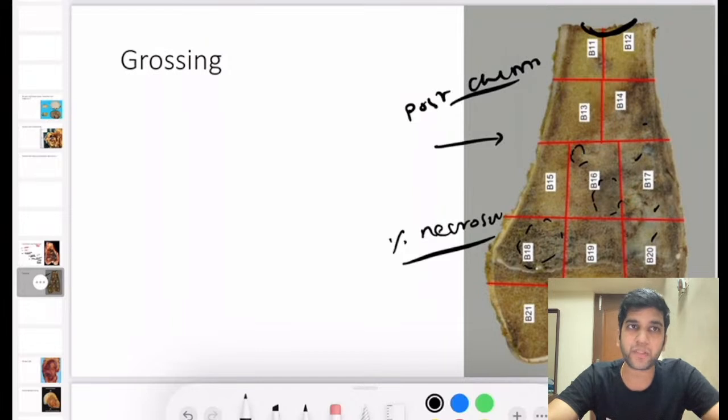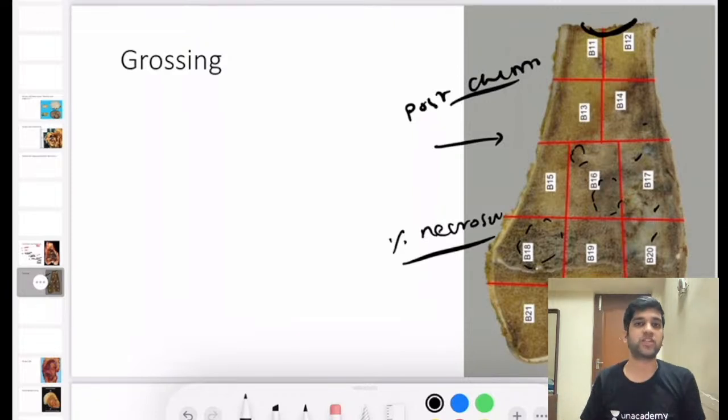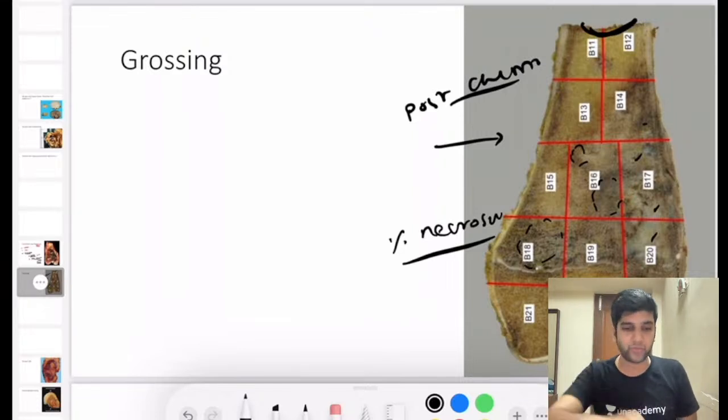There are chemo response scoring systems available for every single bone tumor. For Ewing's it's different, for osteosarcoma it's different. Based on the primary diagnosis, you can use the respective scoring system to score and to tell whether there is a good response, a moderate response, or a very poor response to chemotherapy. Fine. Okay, that's how you gross for bone.